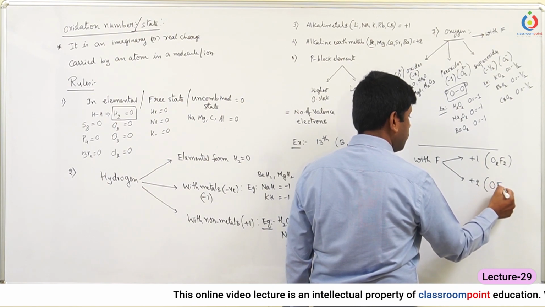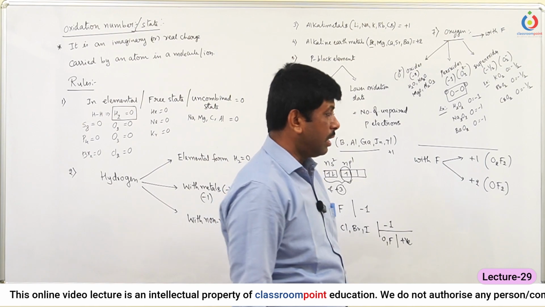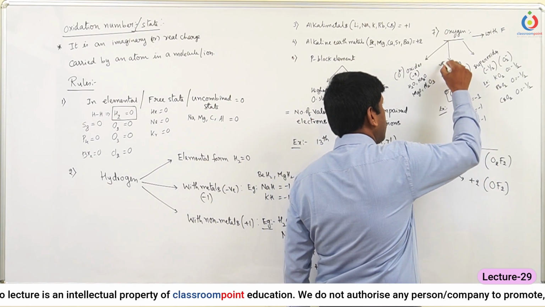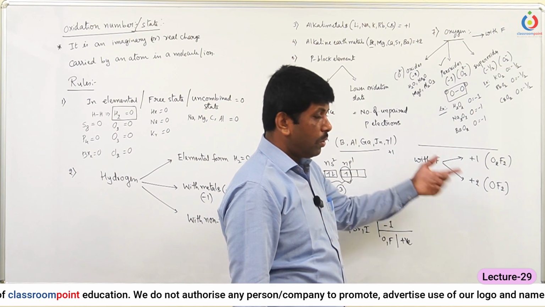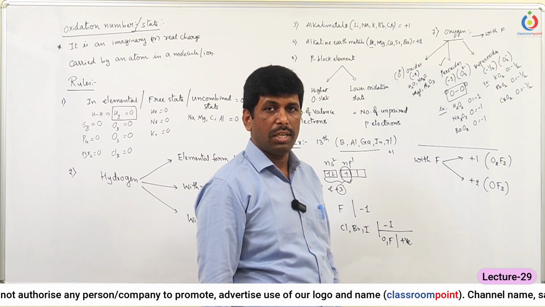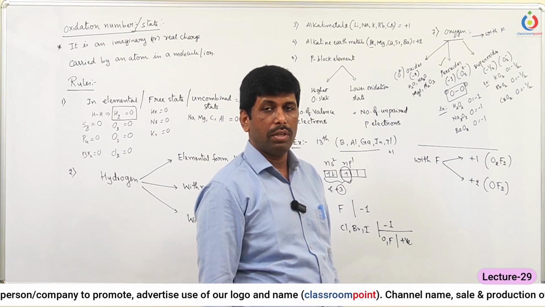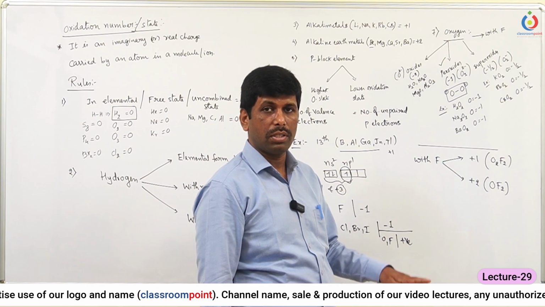+2 oxidation state is possible only in OF2. And a very interesting thing here is, as we said, in peroxides, oxygen exhibits -1. O2F2 also has the peroxy bond, but still it is not called a peroxide. Why? Because fluorine is more electronegative than oxygen. That's why it is called an oxygen fluoride, not a peroxide.